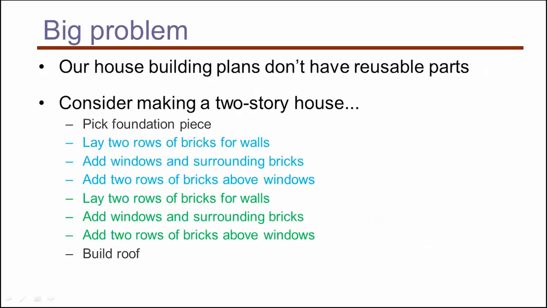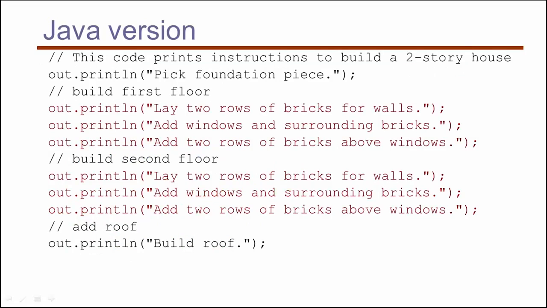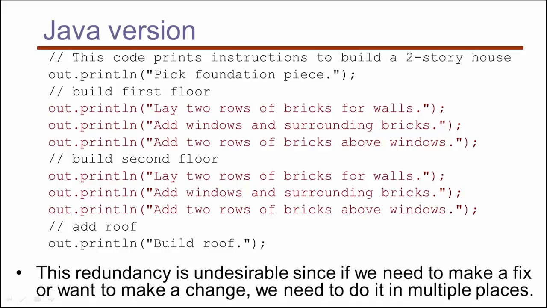Well, there is one problem in that our algorithm does not have any reusable parts. For instance, consider the task of building a two-story Lego house. If we look at our Java version, we see that we have several identical lines of code that are repeated. This redundant code is very poor programming style, since if we ever wanted to make a change to the building of the walls or windows, we would have to make those changes in two separate yet identical places. This leads to errors, since it is common for someone to make a change in one spot but forget to make the change in the other spot.